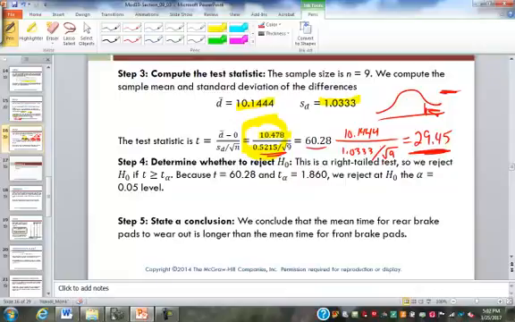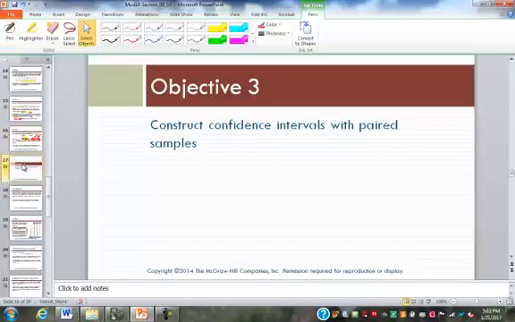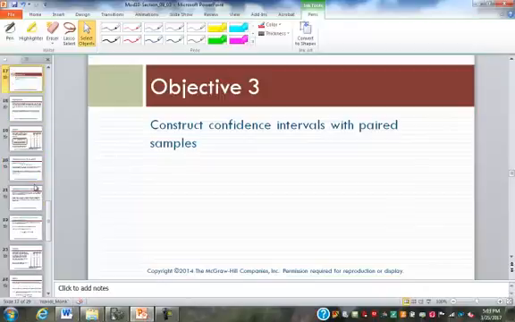So we will still conclude that the mean time for rear brakes to wear out is longer than the mean for the front brakes. Now 29.45, by the way, is still a large test statistic. So that's saying there is a huge difference. Not just enough to be statistically significant, but a huge difference in life between the front and rear brake pads. Now we're going to look at the confidence intervals.